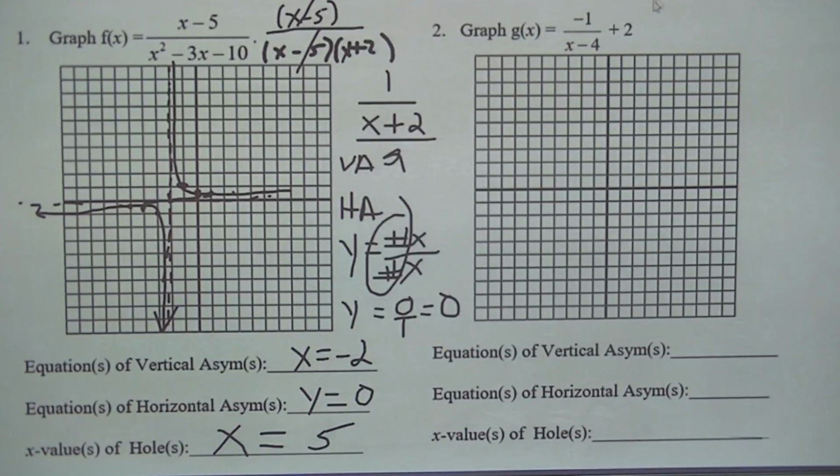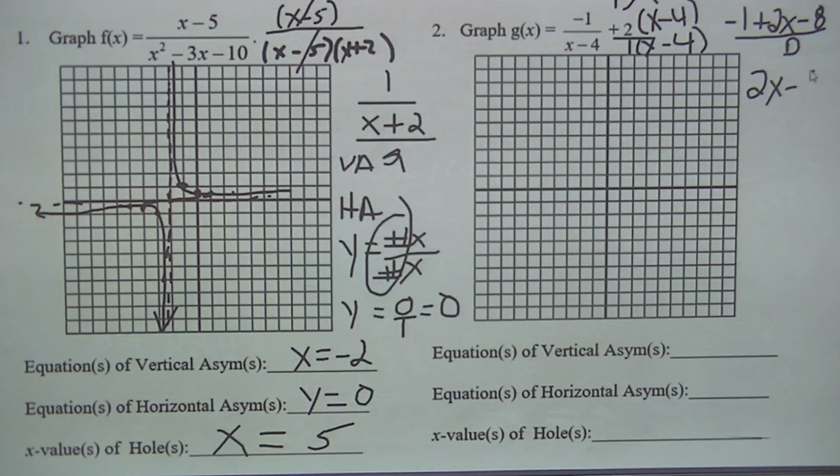Moving over to number 2. I want to get this to a common denominator first. So I'm going to multiply x minus 4 by the top and the bottom. What that turns into is -1, and I distribute that 2, so that's going to be positive 2x minus 8 over the common denominator. So that's going to be 2x minus 9 over x minus 4. There is no hole here because I didn't eliminate anything, so that's going to be none.